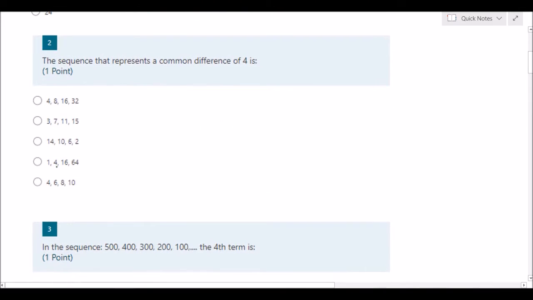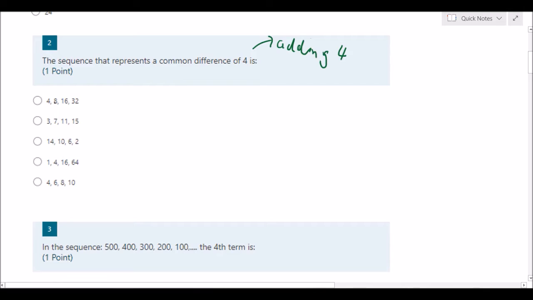Next one, the sequence that represents a common ratio difference of 4. Okay, common difference, not common ratio. Common difference meaning you're adding positive 4. So adding 4. Okay, that's what that common difference is saying. So let's look for the one that is adding 4 in each term.